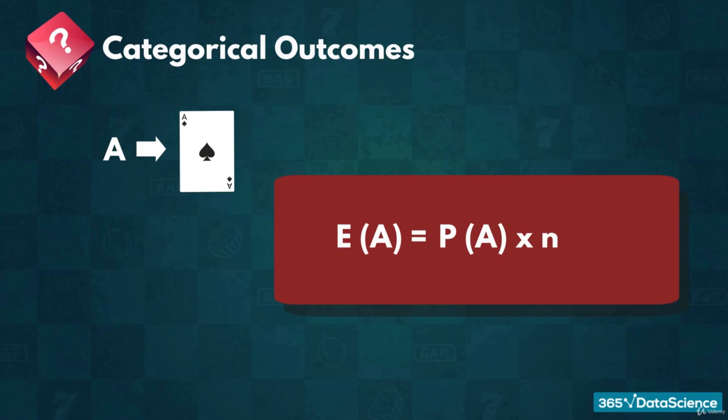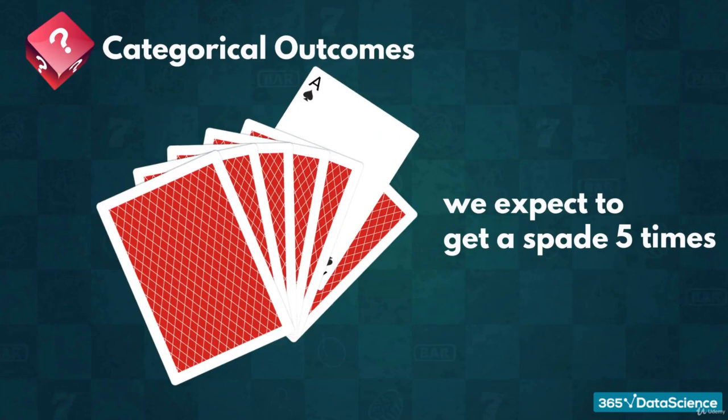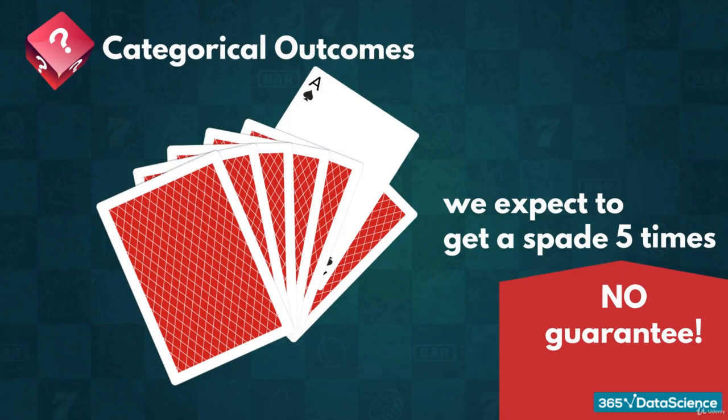We've already seen how to compute the true probability of drawing a card from a specific suit. It is equal to 1/4, or 0.25. If we repeat this action 20 times, the expected value would equal 0.25 times 20, which equals 5. An expected value of 5 means we expect to get a spade 5 times if we run the experiment. However, nothing guarantees us getting a spade exactly 5 times. Realistically, we could get a spade 4 times, 6 times, or even 20 times.